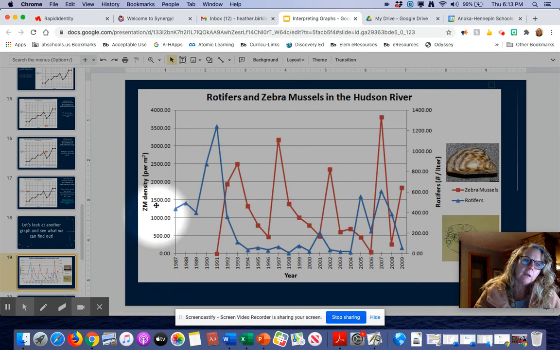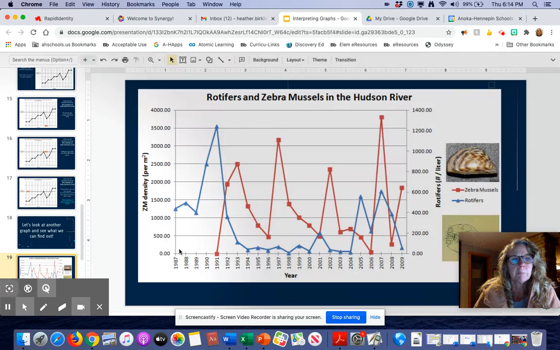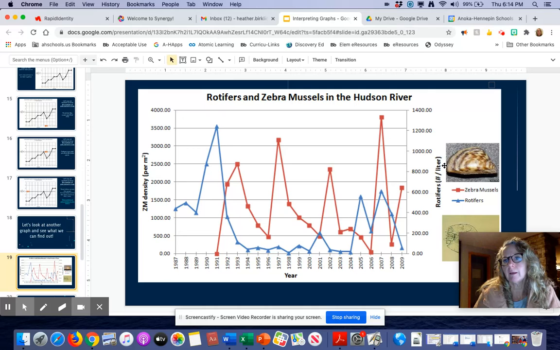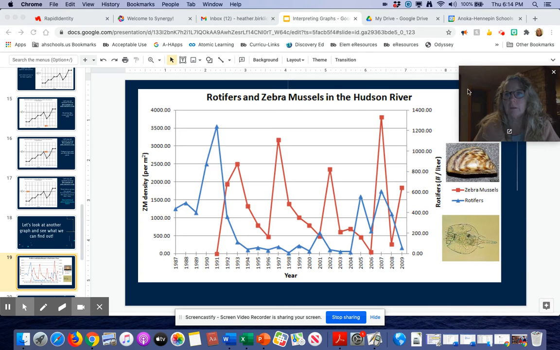And what are we looking at? Oh, our y-axis is that we're measuring their density per meter squared. So we're looking at how many there are per meter squared. Okay. Now this is an interesting graph because it has 2 lines on it. So then we need to think, well, what do those lines mean? So we look over here and we can see what the lines mean. So they're looking at the relationship between those two organisms. So if you look here, I'll move it up. You can see zebra mussels here and rotifers here, and we're looking at basically their density, or how many there are in certain years.